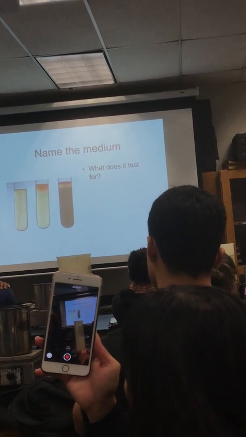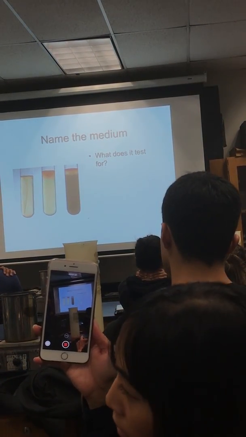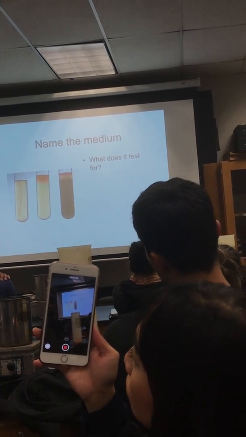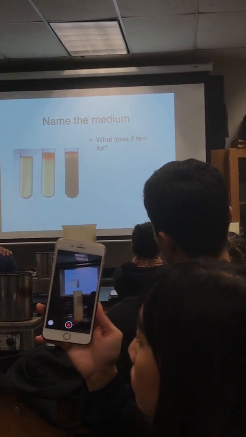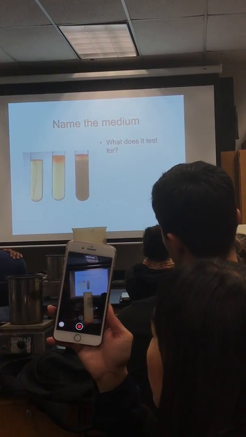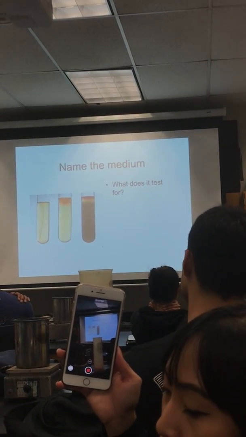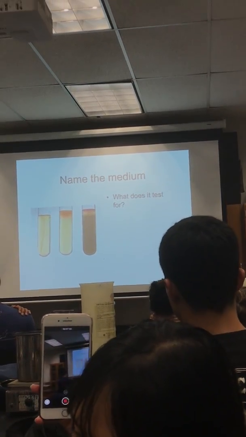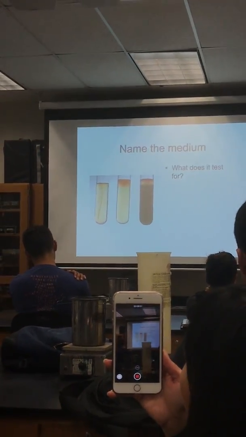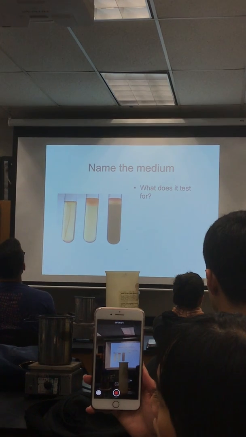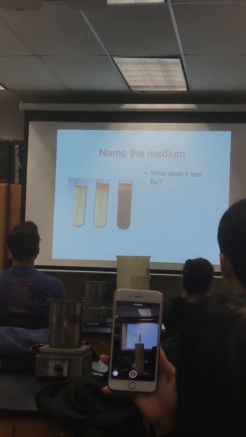What's this medium? That's SIM, right? It's showing you the 3 things that SIM tests for. On the left, we're testing for motility, and that's just growth away from the stab line. In the center, we're testing for indole, and how do we do that? Kovacs reagent, and if indole's present, you'll get that red-pink color on the top. And on the right-hand side, we're testing to see whether hydrogen sulfide is produced.